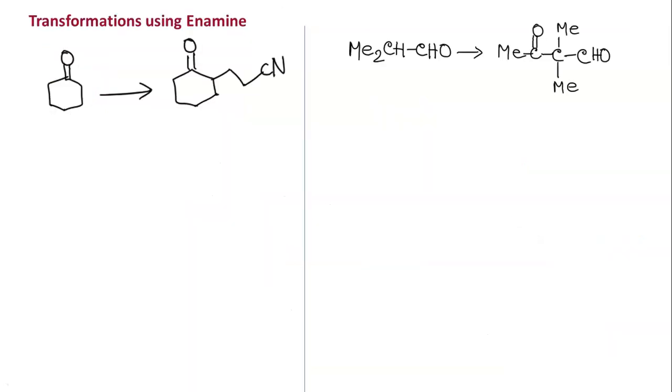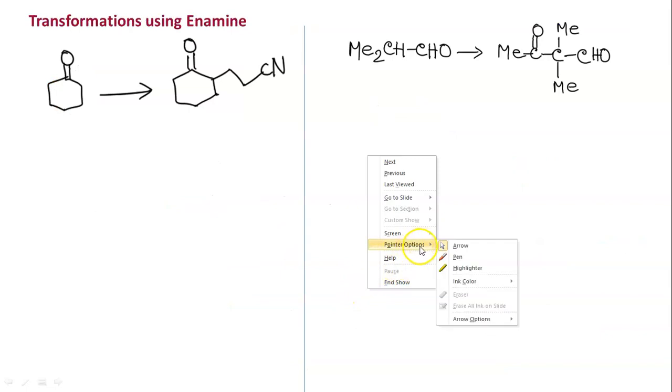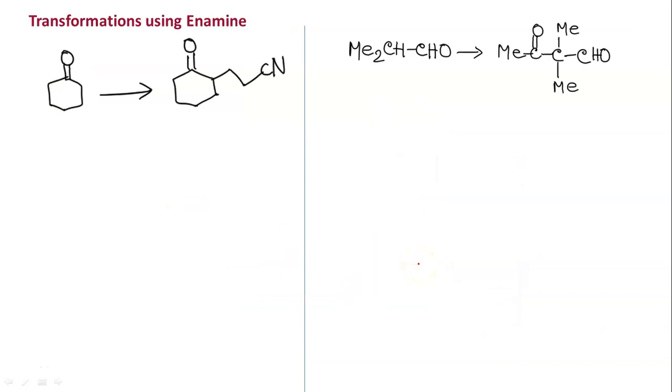Now we will see some examples of transformation using enamine. So the first example is we have cyclohexanone, and at the alpha position there is CH2CH2Cl. So first we will convert it to enamine. Now I am using a cyclic secondary amine, this is pyrrolidine, in presence of H+. There will be formation of enamine.